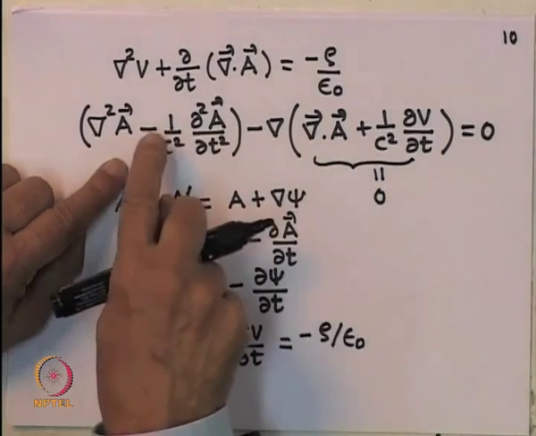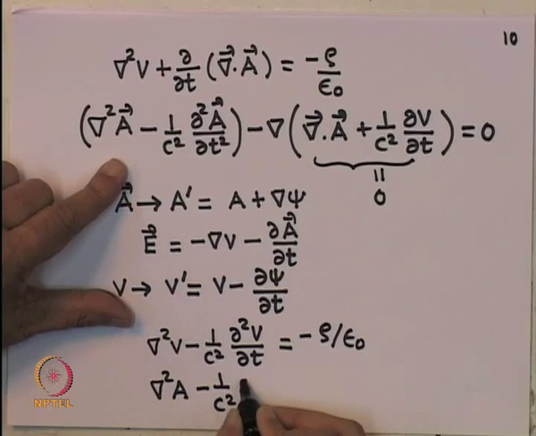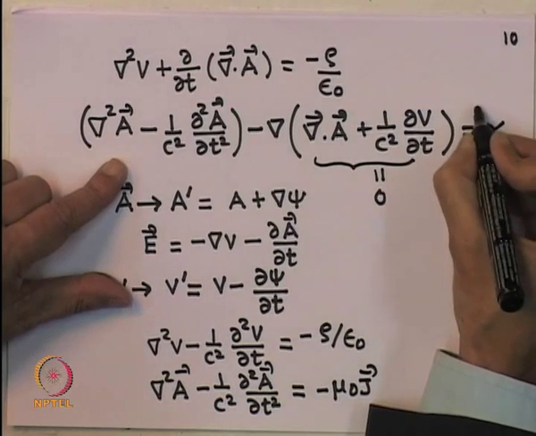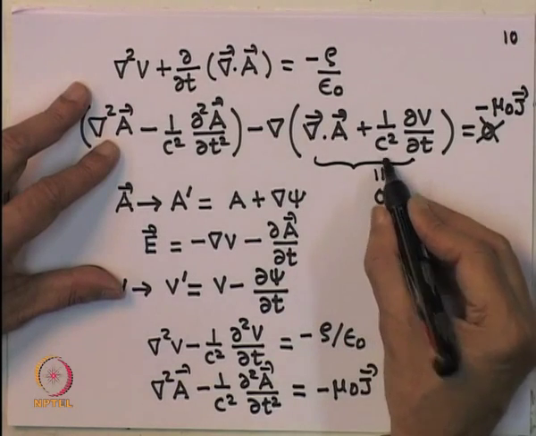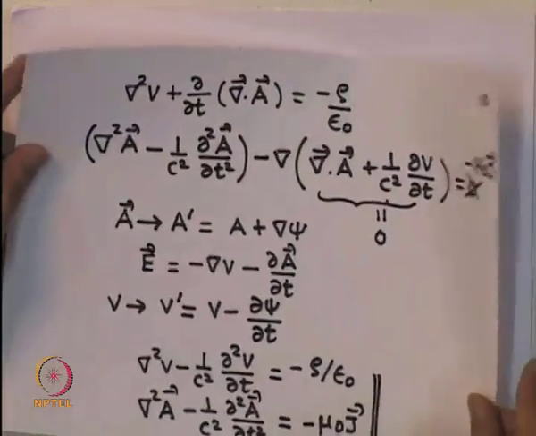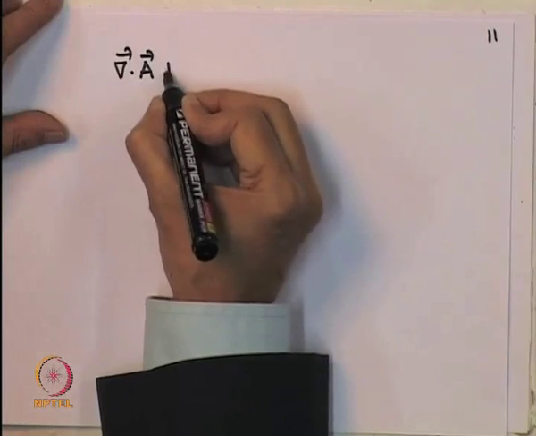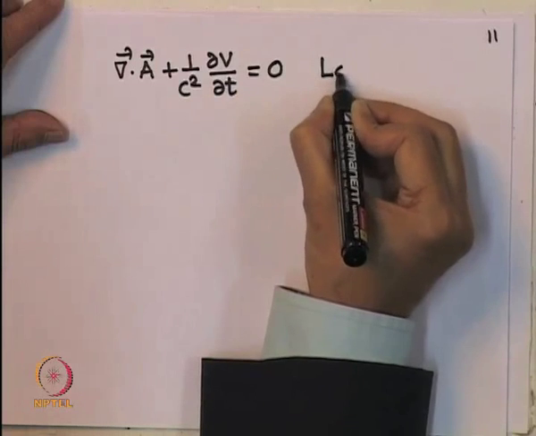And this equation already gets decoupled, namely del square A minus 1 over c square d square A by dt square equal to minus mu 0 j. Well, I should not have written it as 0, it is equal to minus mu 0 j. So, if this condition is satisfied, I get a pair of decoupled equations for my potentials. And this condition is what is known as Lorentz gauge. So, del dot of A plus 1 over c square dV by dt becoming equal to 0 is what is called the Lorentz gauge.